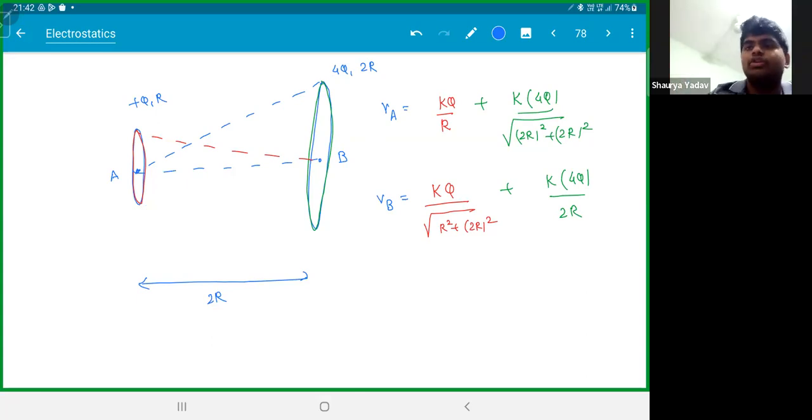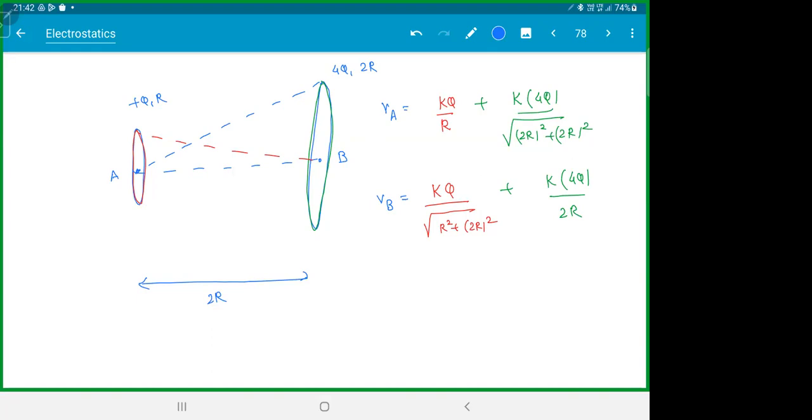Due to its own ring, a normal formula you can use. This is not a big formula either. If you look at this, all points are equidistant, so I'm just using KQ by this distance, the hypotenuse. All clear with this? Just formula substitution. There's nothing there. Next one. Any doubts, please ask me.